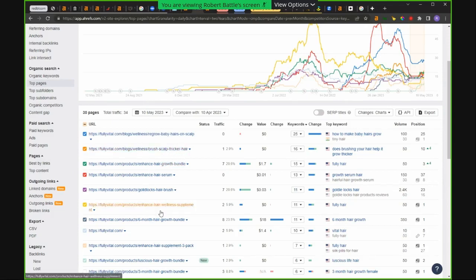Your URLs actually look pretty good too. I love exact match URLs. Literally, if you're trying to rank for hair regrowth, then it should be something like fullyvital.com/blog/wellness/regrow your hair or whatever. The exact keyword you're looking for, that's the URL. So powerful.